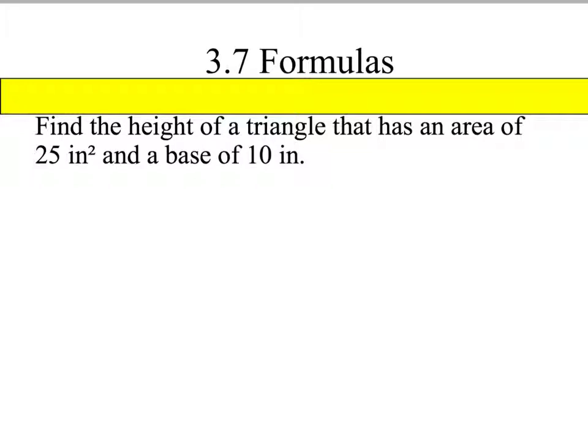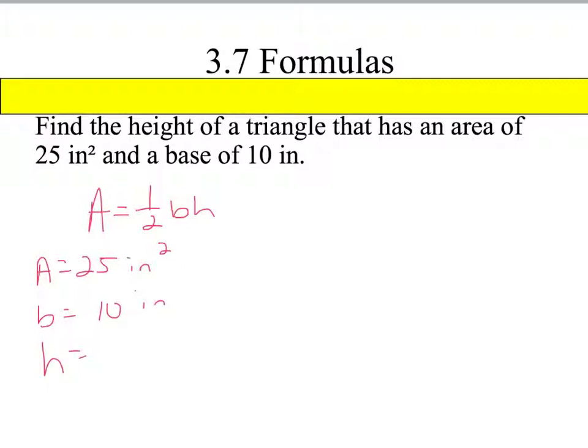So it says find the height of a triangle that has an area of 25 inches squared and a base of 10. Height of a triangle. I want you to use that formula that we know of triangles and solve. Okay? Pause now. Give it a shot. All right. So the area of a triangle is going to be half times base times height. We know our area is 25 inches squared. We know that our base is equal to 10 inches. We are trying to find our height. We're solving for that height. And I'm just going to use h as my height.